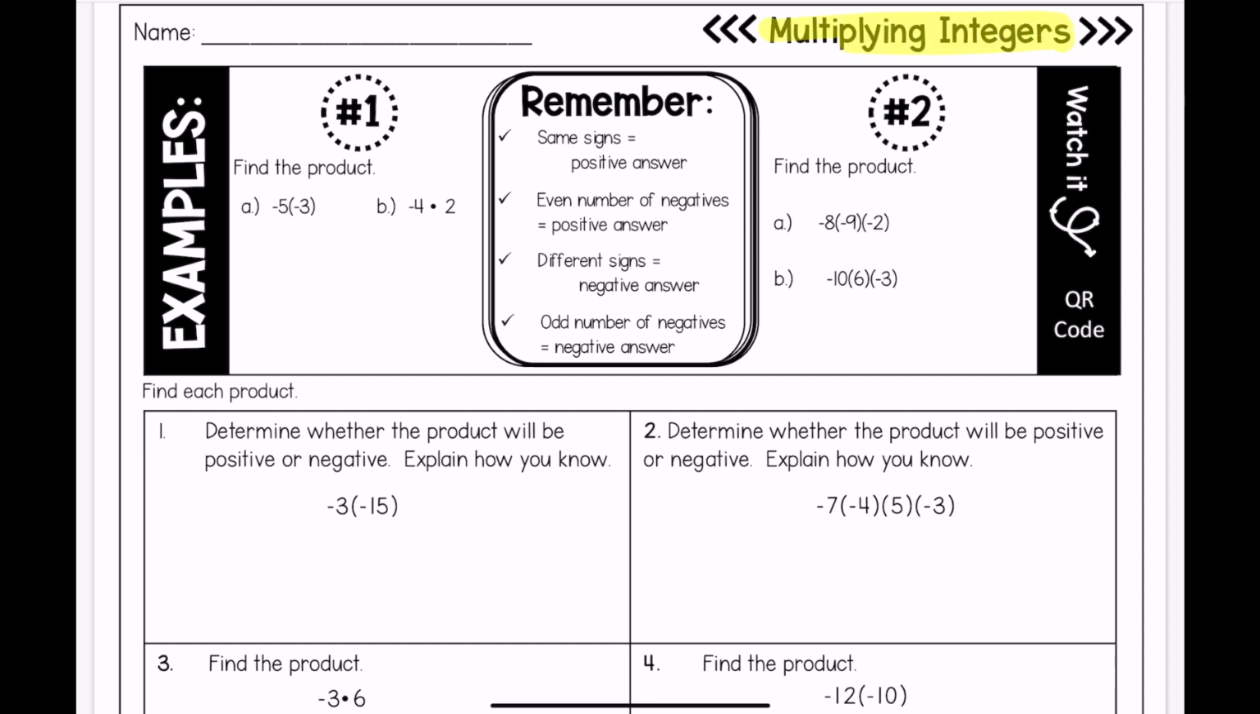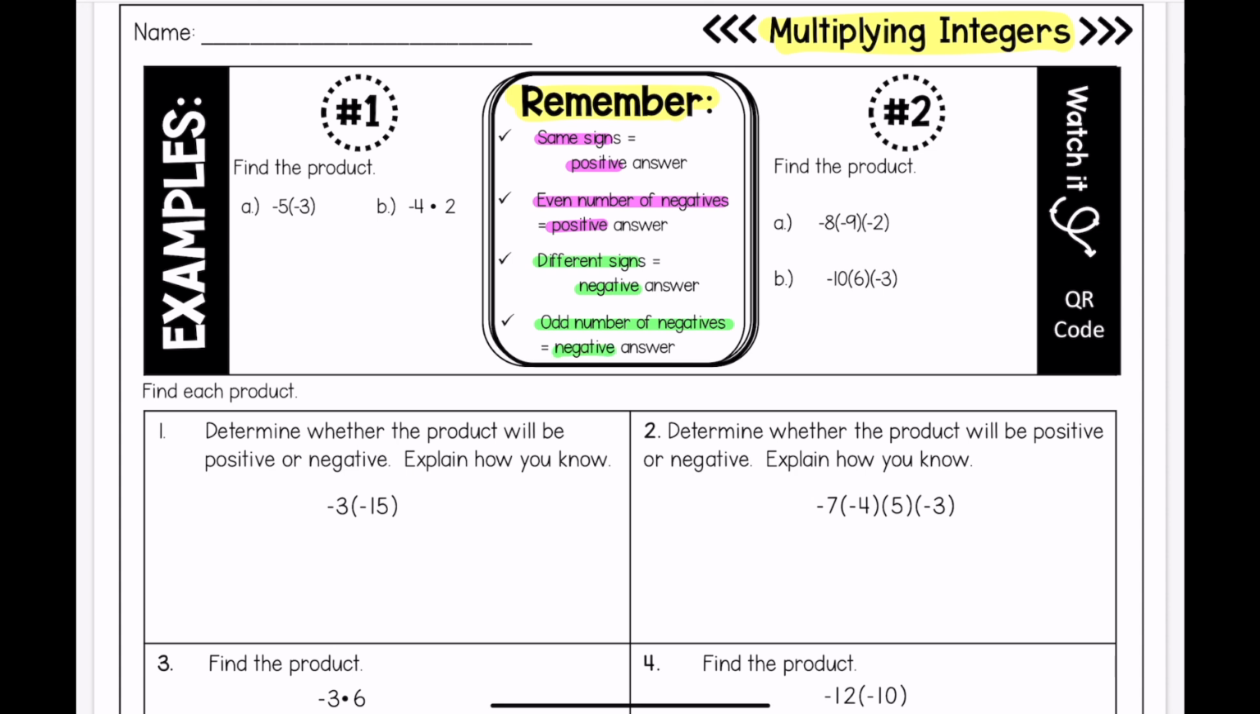We're going to start out by looking at the box in the center of things to remember. When you are multiplying integers, you want to remember that if they have the same signs, it's going to be a positive answer. Or if you have an even number of negatives, it's going to be a positive answer. However, if they have different signs, you're going to get a negative answer. Or if you have an odd number of negatives, you're going to have a negative answer. So I gave you the wording in two different ways.